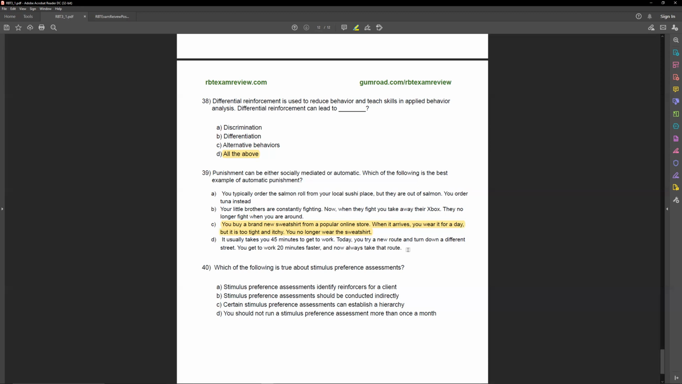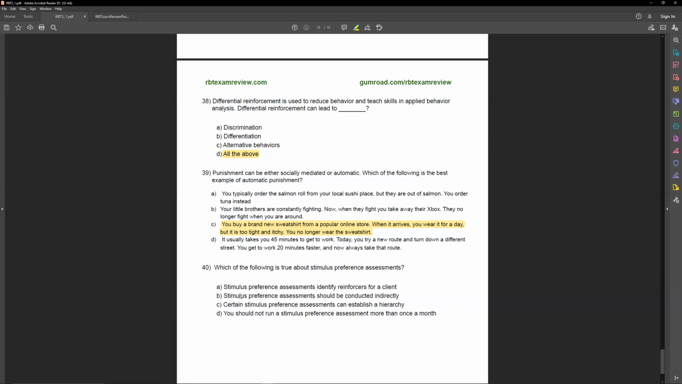40, which of the following is true about stimulus preference assessments? All right, what's true? Okay, that's what they want to know. Only one of these is going to be correct unless it was all of the above. There's not, okay? So we need to know which one of these is true about stimulus preference assessments. A, stimulus preference assessments identify reinforcers for a client. Well, we know that's false, okay? They identify potential reinforcers, okay? Don't make that common mistake. Be careful there, okay? A is out.